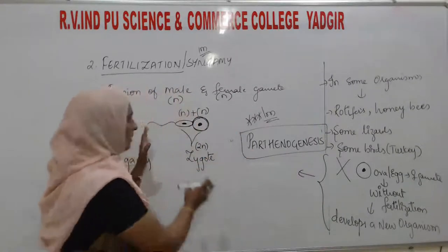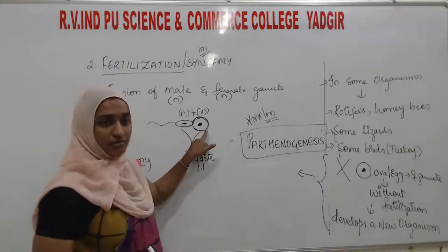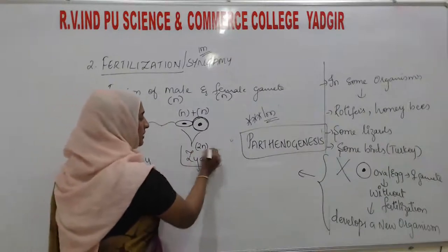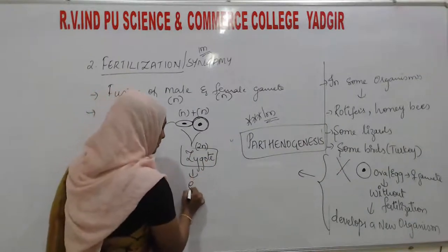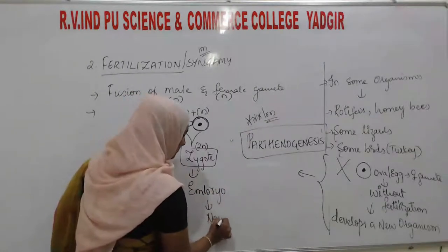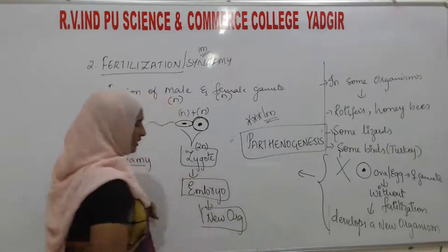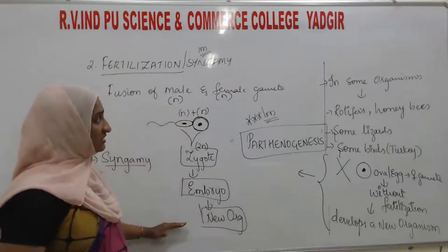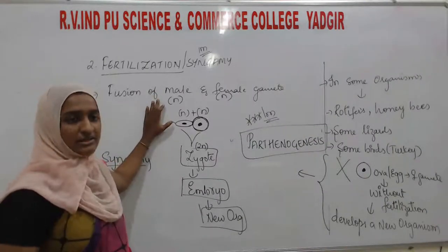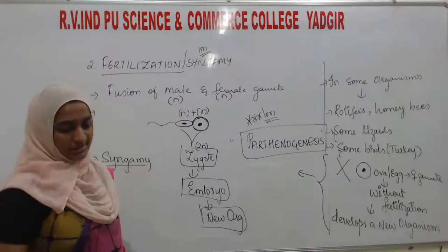In normal fertilization, the male gamete fuses with the female gamete to form a new organism. First there is development of the zygote, then the embryo forms, then a new organism forms. This takes place in sexual reproduction or during fertilization. But without fertilization, we call it parthenogenesis.